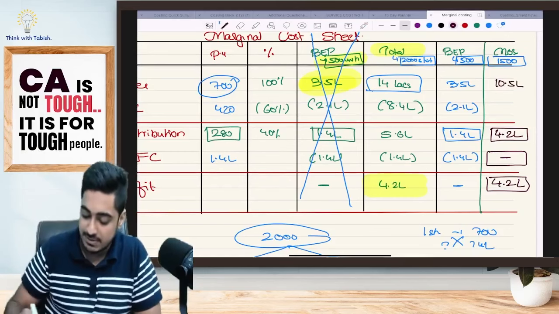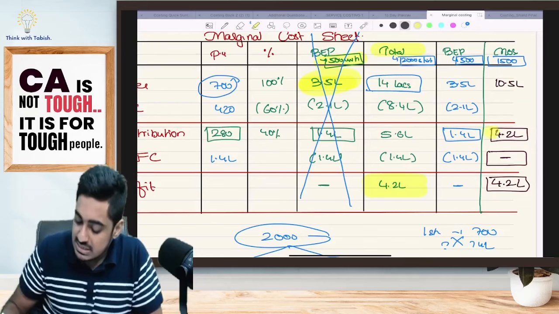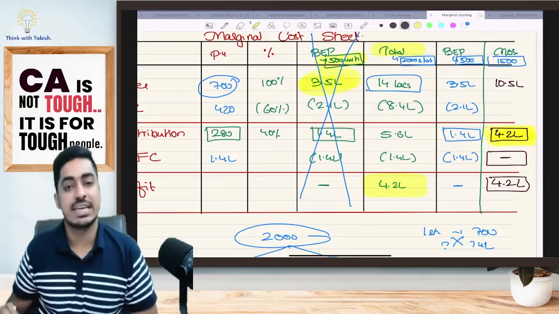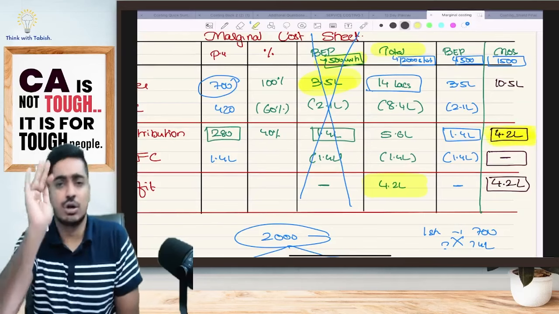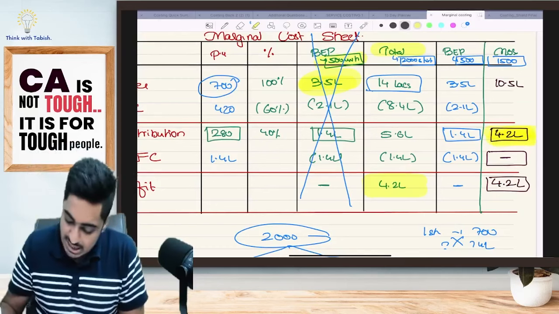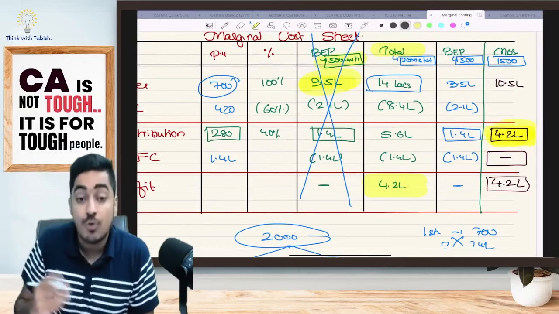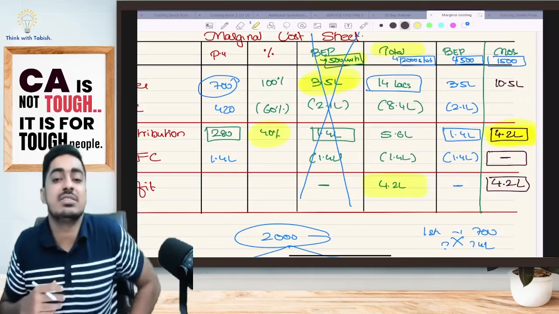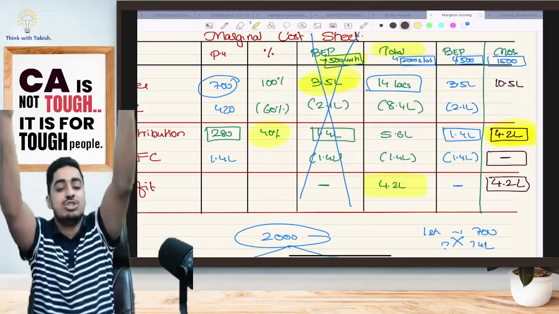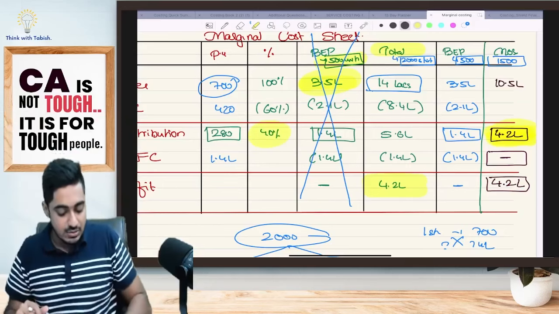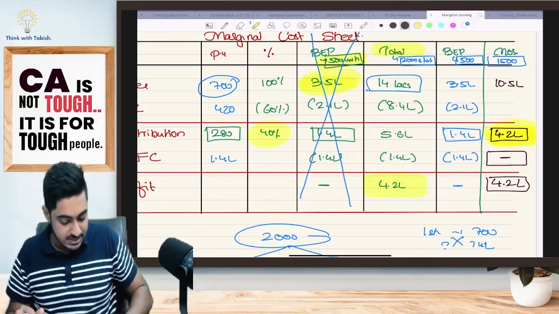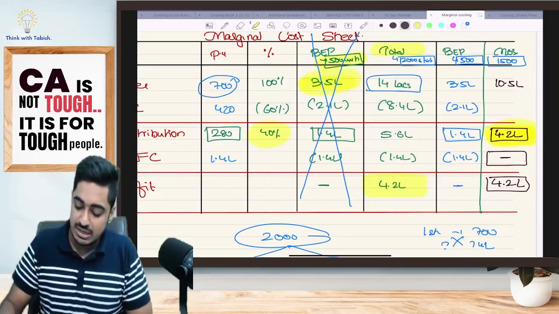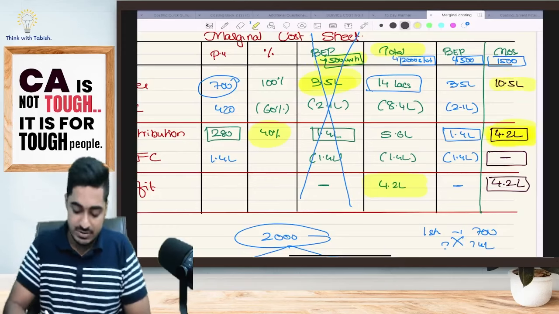Approach number 5, the final approach. Pay attention. Sir, total 4,20,000 cash I want. Total 4,20,000 contribution I want. Yes or no? Yes. And this contribution is how much percentage of sale? This contribution is 40% of sale. That means how much should my sale be? 4,20,000 divided by 40% is again 10,50,000. Yes or no, everyone? Simple.